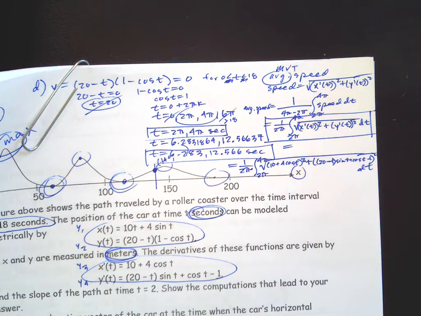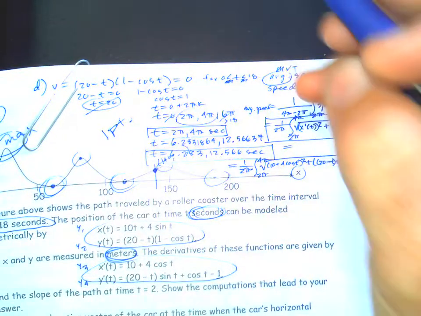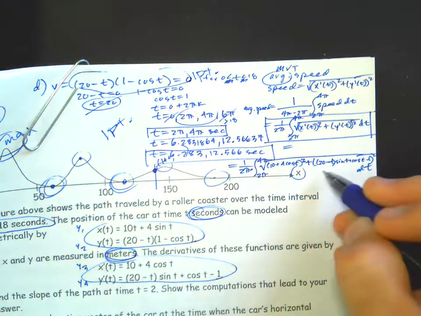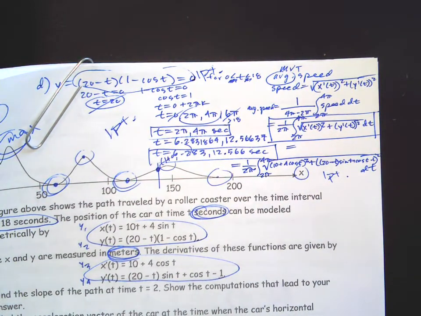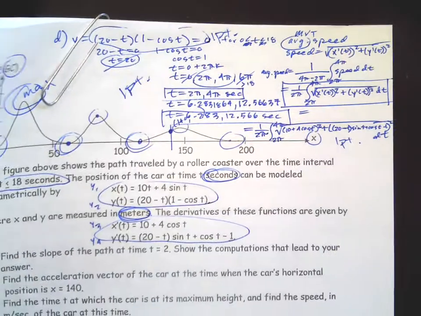So finding the time was worth a point, setting y equal to 0 is worth a point, and then finally this last part was worth a point. So it was a lot of work for 1 point. So don't get too worried when you get a weird part of a question on part D. Don't let it discourage you too much. All right.